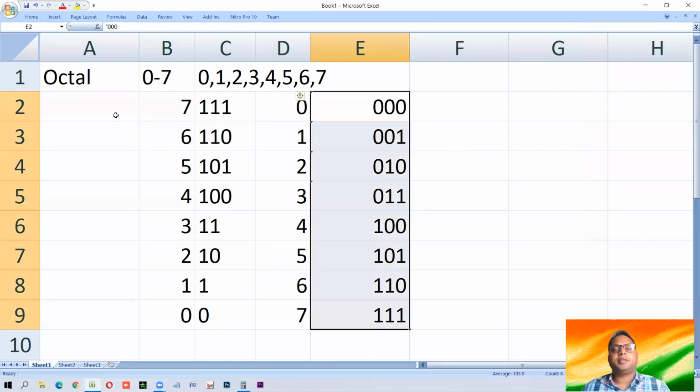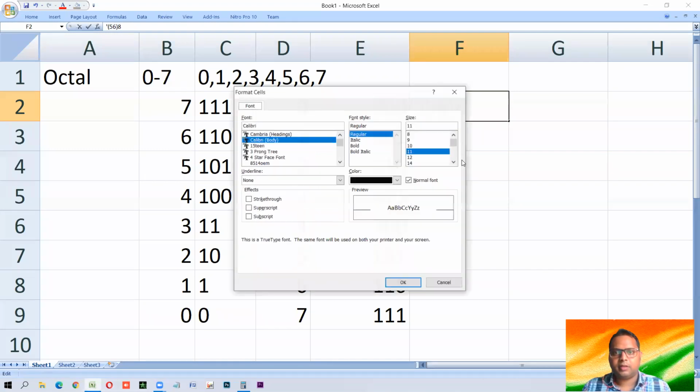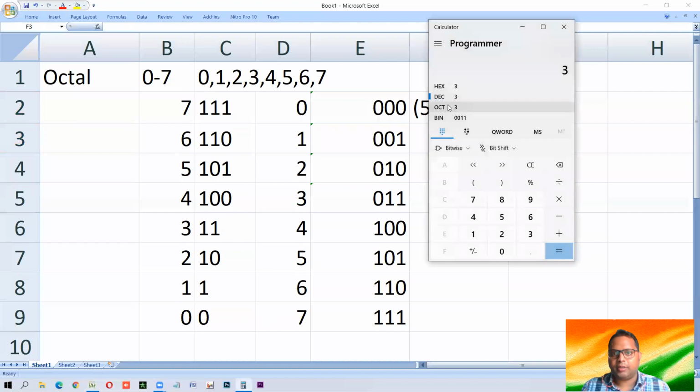Now here comes something. Suppose there is a number 56. Let us consider this number is in octal format. Let us write this in octal, and we know how to write it in octal like this. Let us check this in octal. Press octal and write 56.